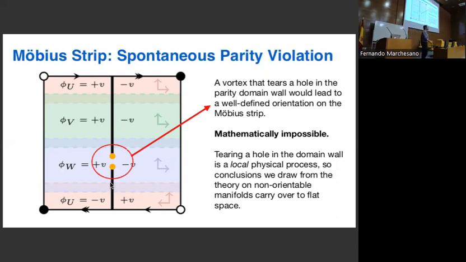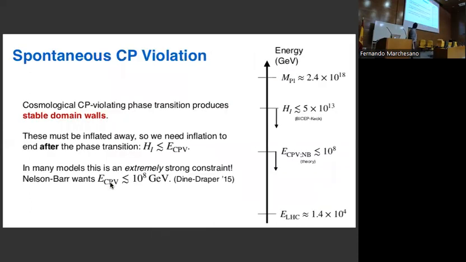And that conclusion, because it's a local conclusion, applies whether I'm talking about physics on this crazy space or physics just in ordinary flat space. Okay, so these domain walls have to be absolutely stable. It's just a topological requirement. And that's important for the cosmology, because if we have a CP violating phase transition, we make domain walls. And the only way I know of to get rid of them is to inflate them away.